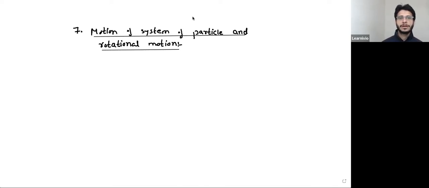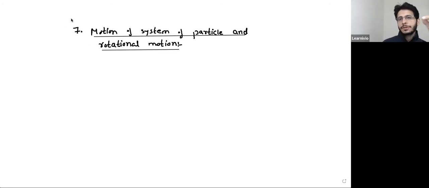Motion of system of particles and rotational motion. See, up to chapter number 6, we have done kinematics. These all are parts of mechanics. We did kinematics, then we did laws of motion, then we did work, energy, and power.